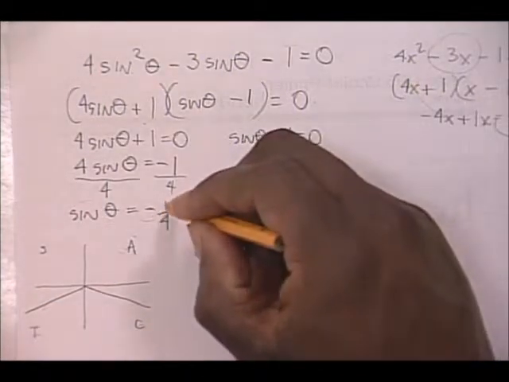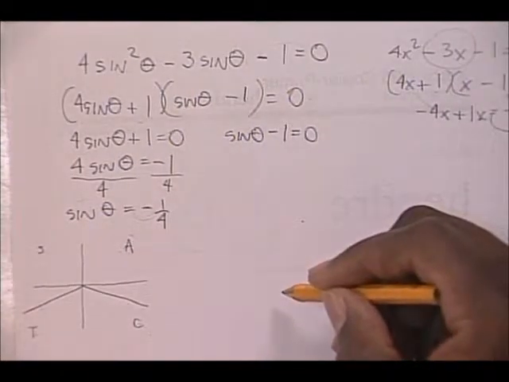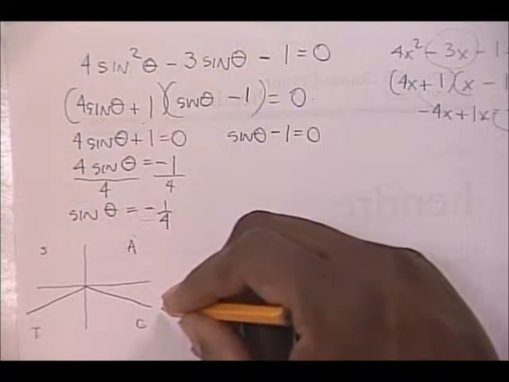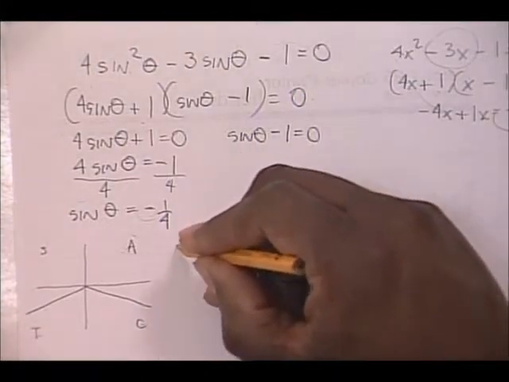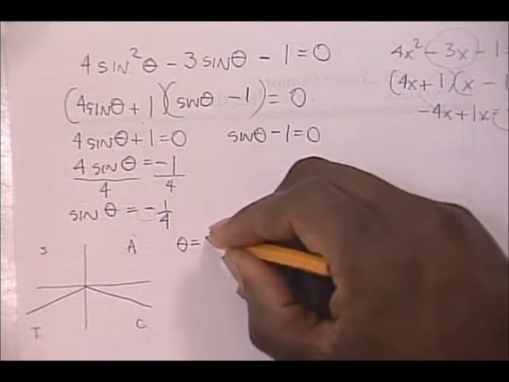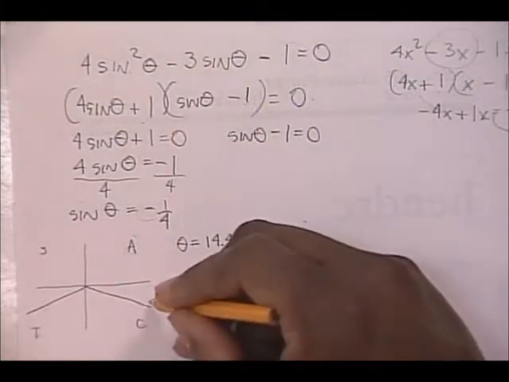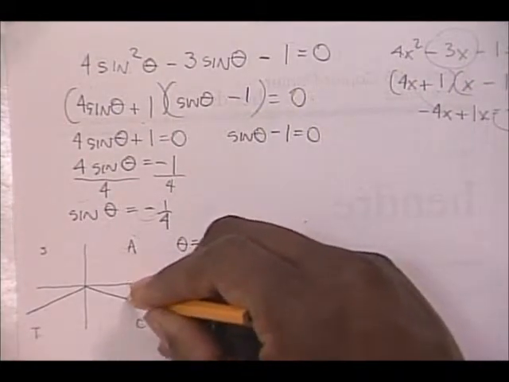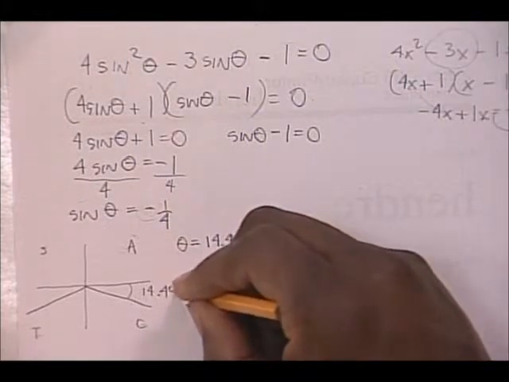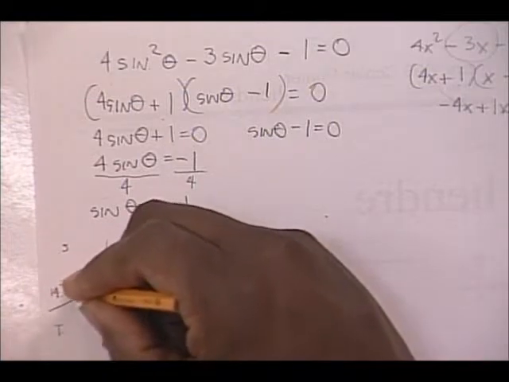Then in your calculator, you put the inverse sine of 1/4. I did that already before I got here on the show. What you end up with is theta being equal to 14.48. So that means this angle here is 14.48, and so is this angle here.